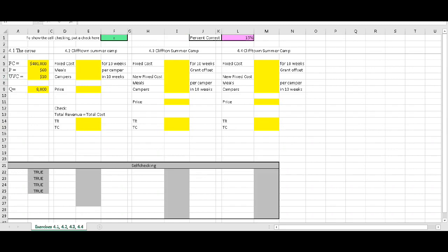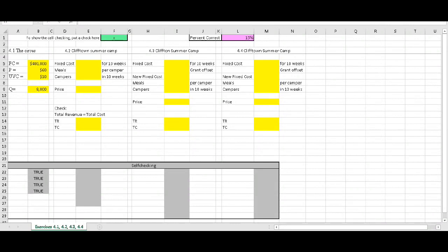And in the case of this, you'll get your new fixed cost. You're going to add what your campers are going to be, and multiply it times what your meals are per camper. So it's your total cost, and then you're just going to divide it by the number of campers, and that's going to give you the price per enrollee. Then you do the exact same thing here. You get your total revenue and total cost, and those should be identical. All you have to do is follow the formula in the book.